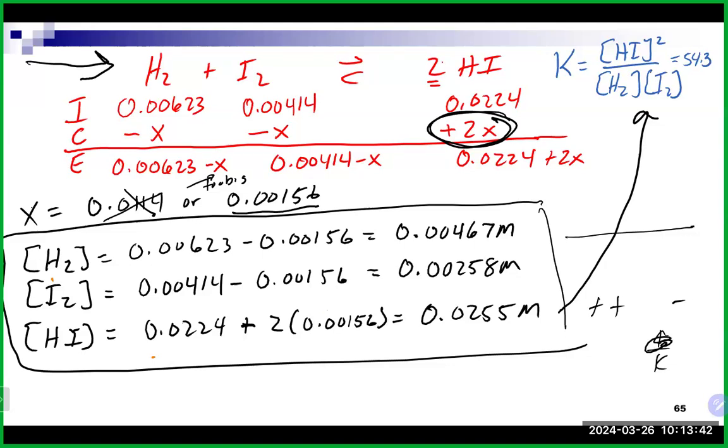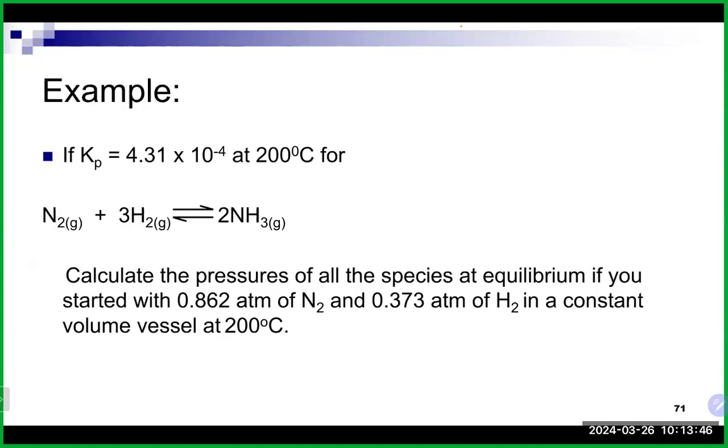Yeah. All right, more fun with math here. Here we go, one more. The KP in this case is 4.31 times 10 to the minus 4. Calculate the partial pressures of each of these at equilibrium, if we started with 0.862 atmospheres of N2 and 0.373 atmospheres of H2 in a constant volume at 200 degrees Celsius. So we've got some pressures here, and it works the same way as concentrations. So ICE table it up, see what you get, and we'll talk about it in just a bit.